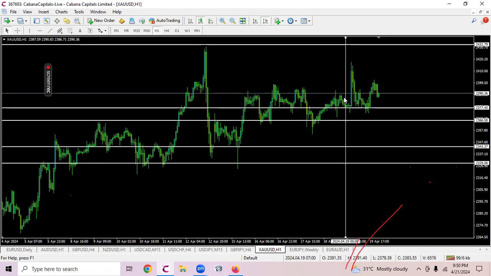Mr. Papi, why are you using annotation? Please stop it. Stop drawing on the charts, please.